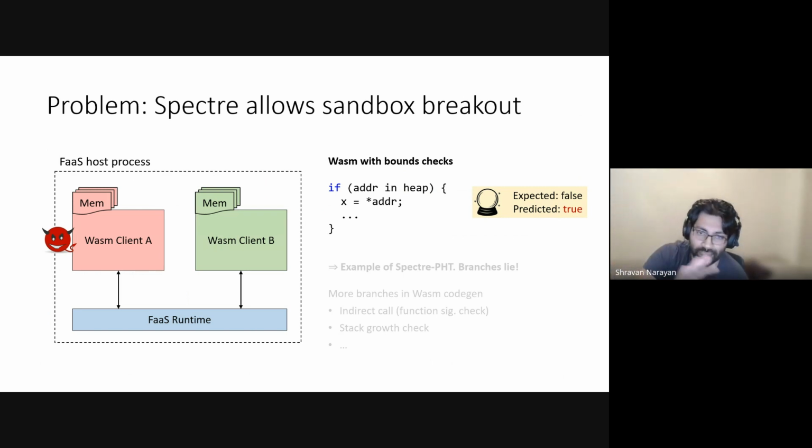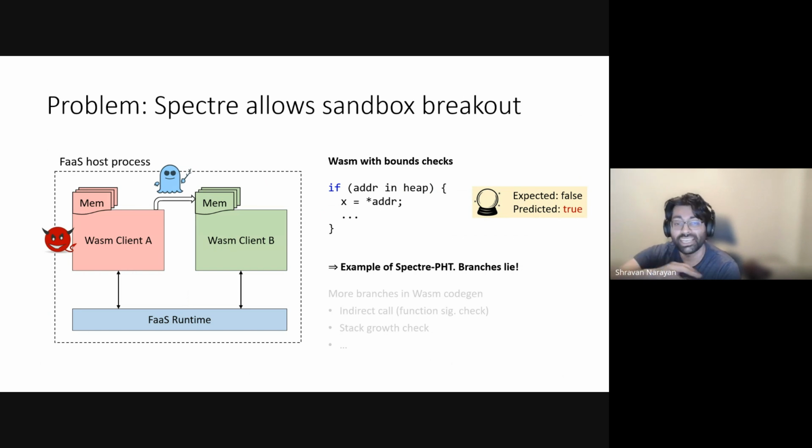This itself is already a problem, is what I'm going to say. The end result of all of this is, of course, you can access the memory of another client, which is exactly what you want to prevent. And so this is actually an example of a version of Spectre called Spectre PHT, which I can summarize as: branches will lie to you. They can and will lie to you.